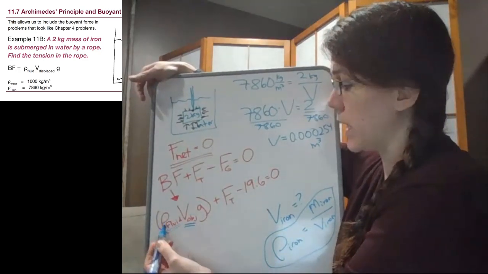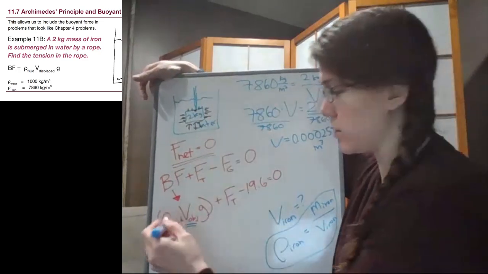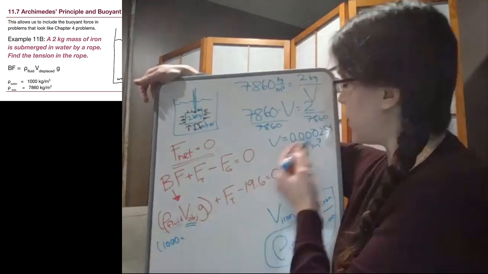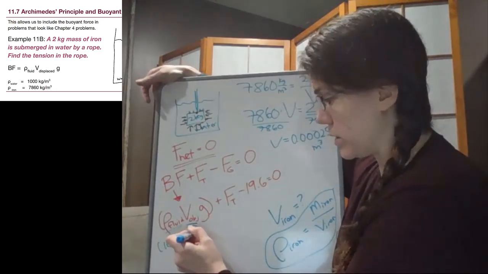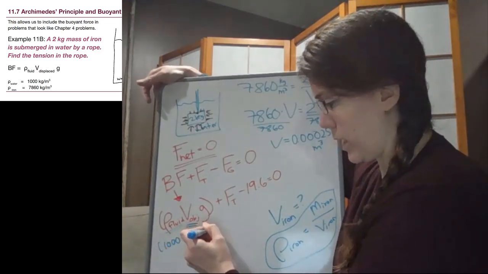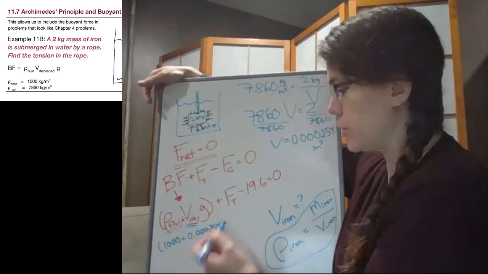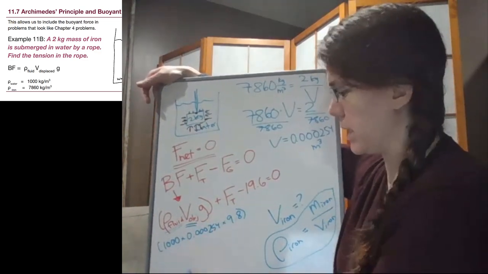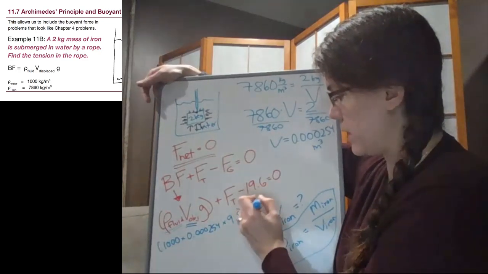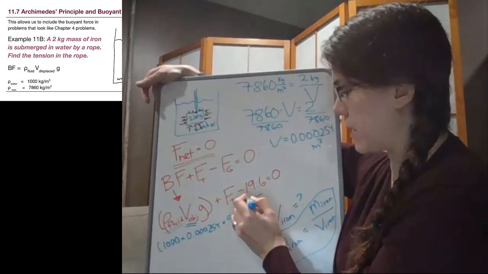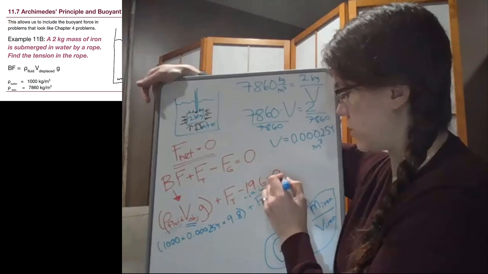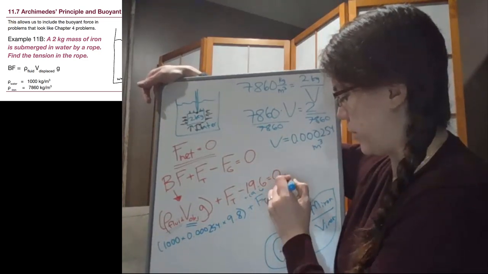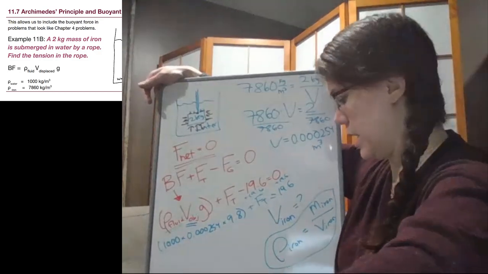Now we can plug in these numbers. The density of the fluid, like we said, is the surrounding fluid. That's the water. So we have 1,000. We have the volume we just wrote down, 0.000254. And then g is 9.8. All of that can be calculated, plus tension. And then I'm going to add 19.6 to both sides, just so it's on the other side. So that equals 19.6.